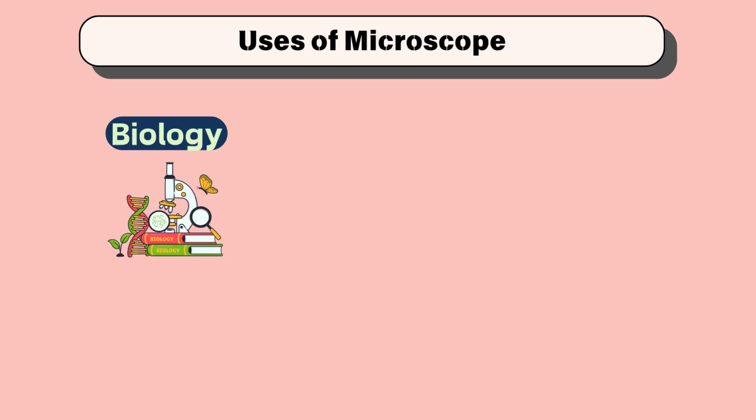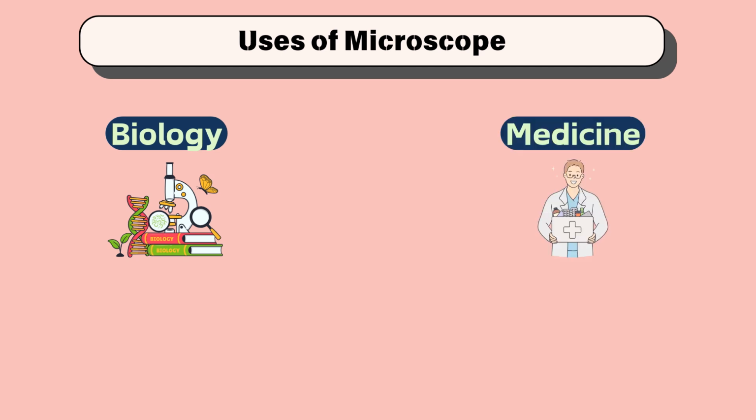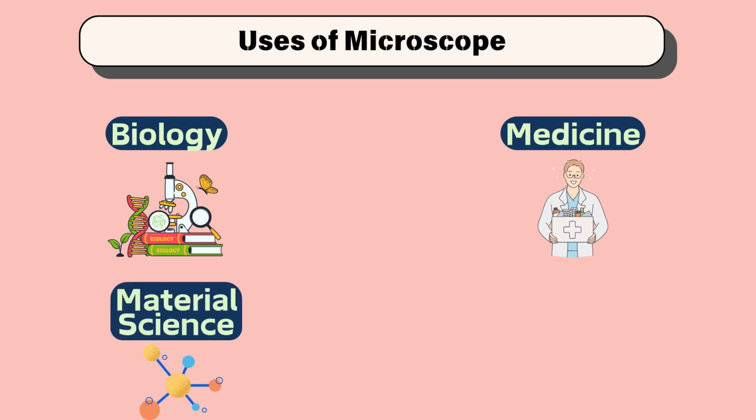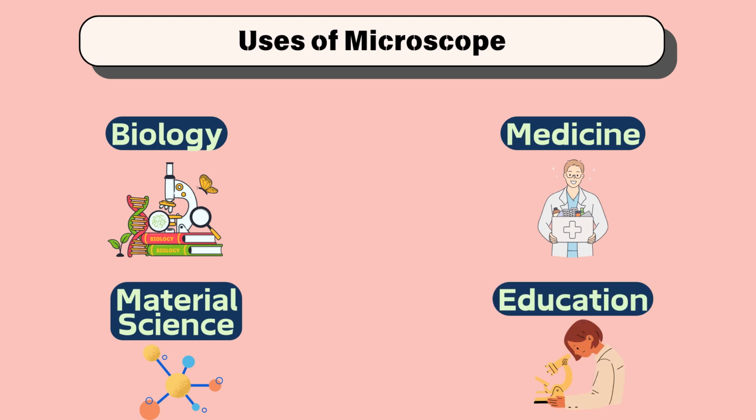Uses of a microscope: First, biology, studying cells, tissue, and microorganisms. Second, medicine, diagnose disease by examining blood, tissue, or bacteria. Third, material science, observing the structure of materials like metal and polymers. And fourth, education, teaching students about the microscopic world.